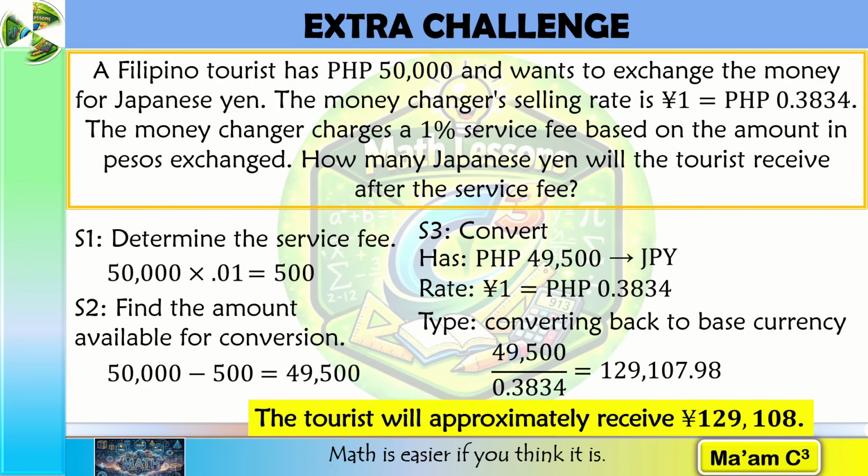Rounding to the nearest yen, the tourist will receive approximately 129,108 Japanese yen. Notice that we round up to the nearest yen because the yen is commonly expressed without a fractional unit in everyday transactions in Japan. This problem teaches us an important lesson. When additional fees are involved, don't immediately convert the entire amount. First, determine how much money is actually available for conversion, then apply the exchange rate.